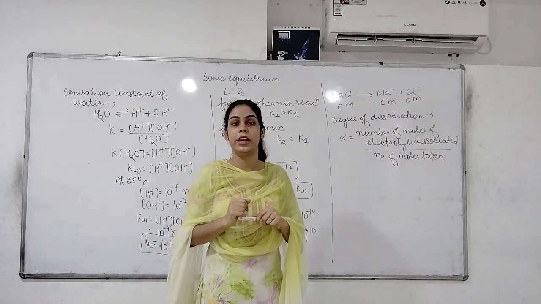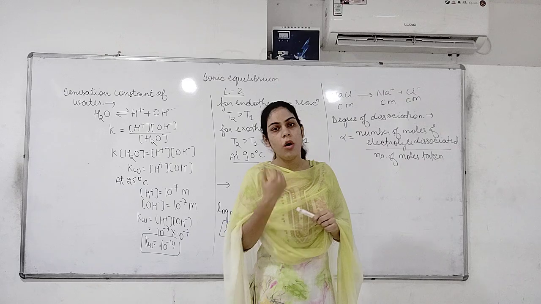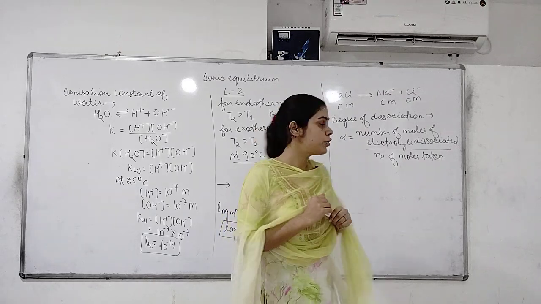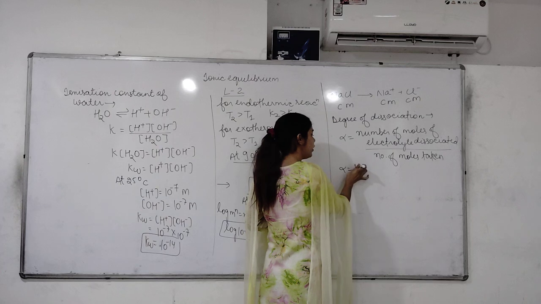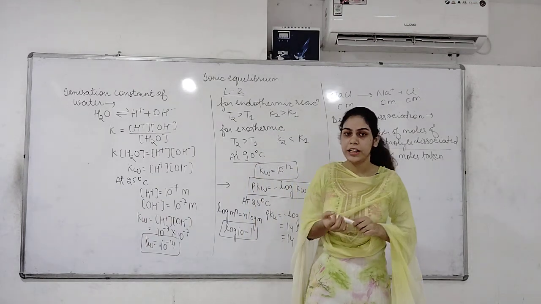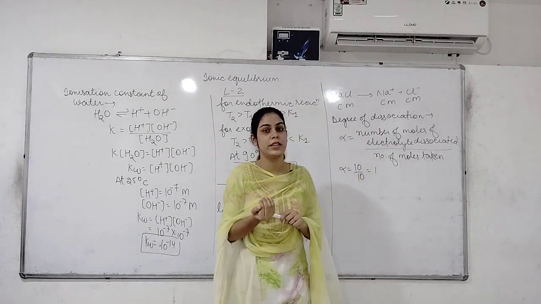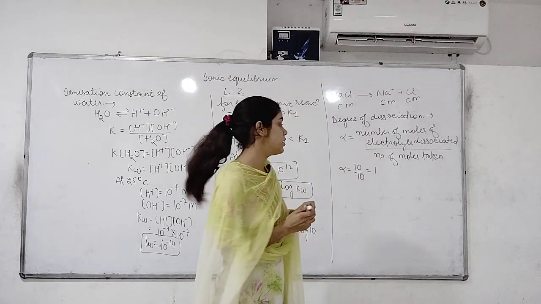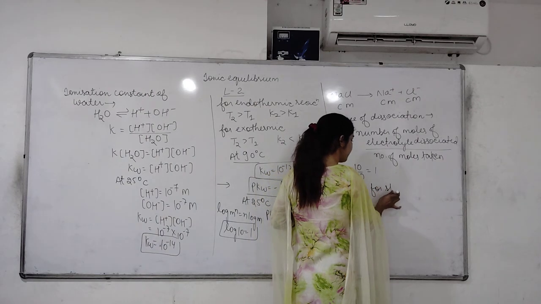For example, if I take 10 moles of NaCl and all 10 moles get dissociated, so you will put 10 here and 10 here, alpha will be equal to 1. For strong electrolyte, they get completely dissociated, so number of moles taken and number of moles dissociated are always equal, and degree of dissociation is always equal to 1 for strong electrolyte.